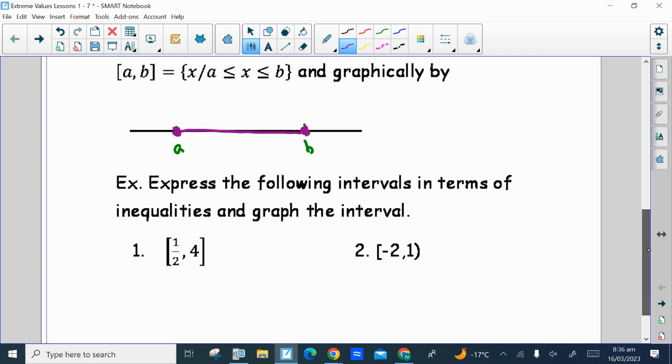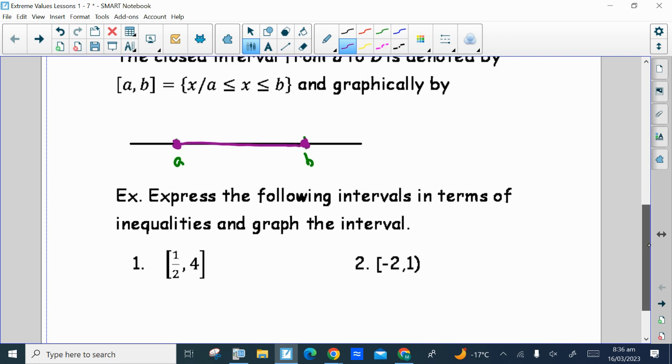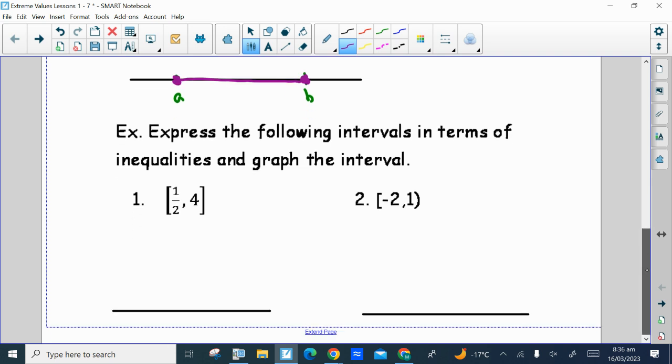Right, so we've used this interval notation before. Round brackets mean that the end points are not included. Square brackets means that they are. So express the following intervals in terms of inequalities and then graph. So you're given it as interval notation. If we write it as set notation, and we can use any variable we want, we'll just use the variable x. So because the square brackets are used, that means that the end values are included.